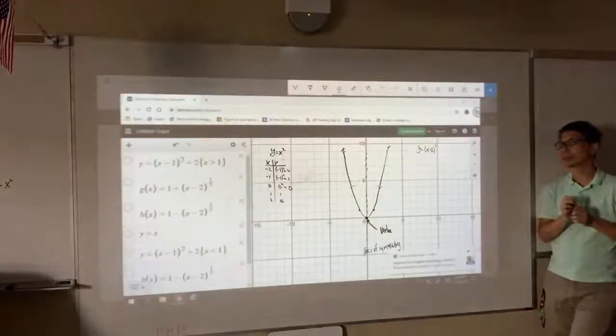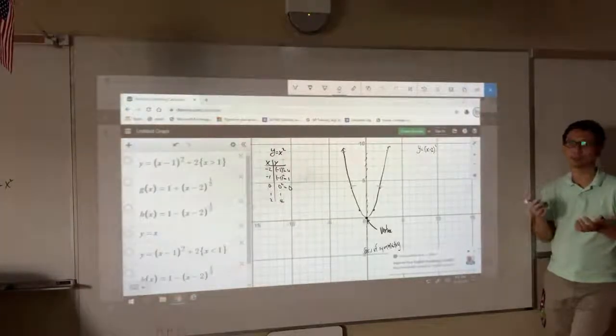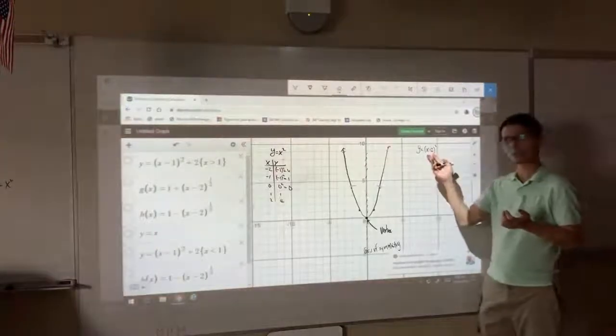Yes, there are 2 spots to the right. 2 spots to the right. How do you know this? Because it's inside the parentheses. Because of the transformation rule, right?